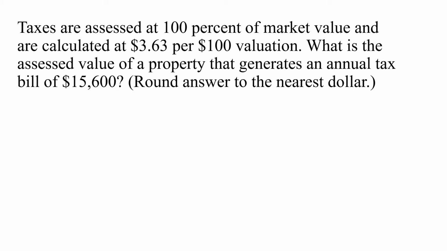Taxes are assessed at 100% of market value and are calculated at $3.63 per 100 valuation. What is the assessed value of a property that generates an annual tax bill of $15,600? Round answer to the nearest dollar. Now remember, on your quizzes, watch for this, because if you don't round it and you put a decimal, it's going to be wrong. And remember, if it doesn't say that, then you're going to round it to the hundredth because we're talking money. In money, we usually stop at the hundredth, right?